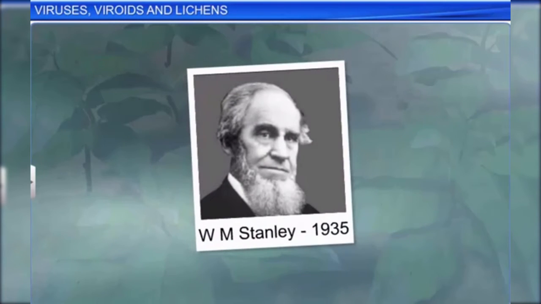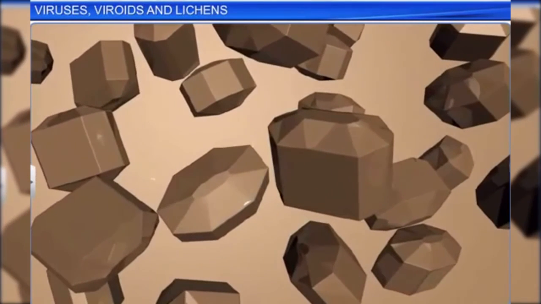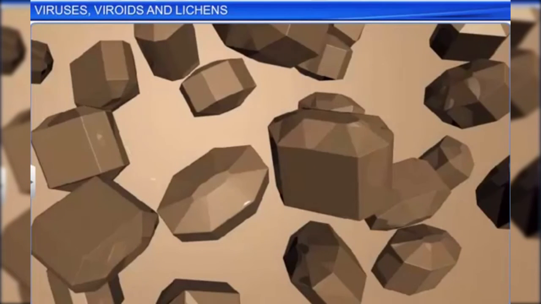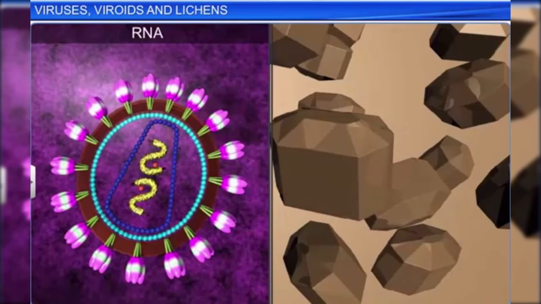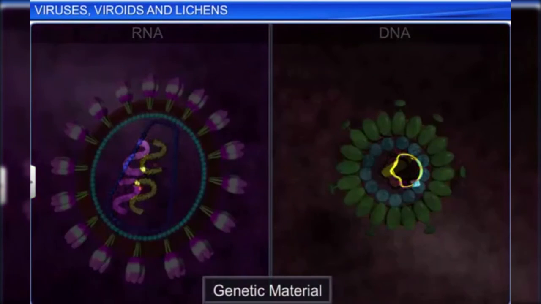W.M. Stanley, in 1935, further proved that viruses could be crystallized. This meant fluid could be converted into crystals. These viral crystals are mainly protein crystals. In addition to proteins, viruses have a genetic makeup comprising either RNA or DNA. Therefore, viruses are nucleoproteins and their genetic material is infectious.